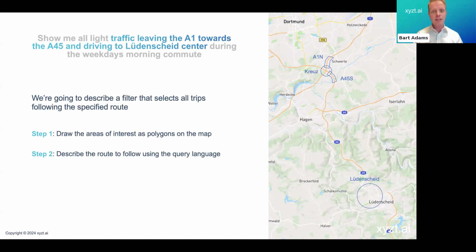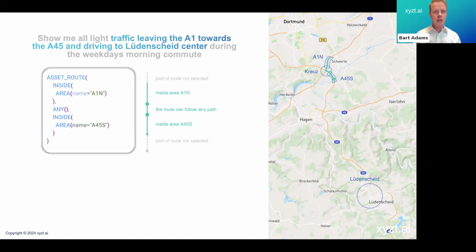Second step is to really describe the route that a trip has to follow to be able to filter out only the trips that fulfill my query. And I'm going to start with the first part, and I'm going to build it up gradually.